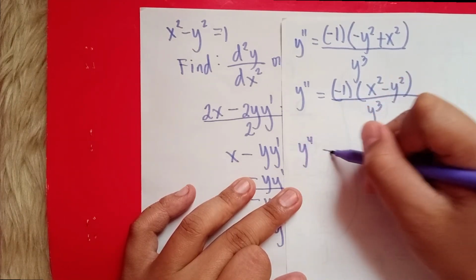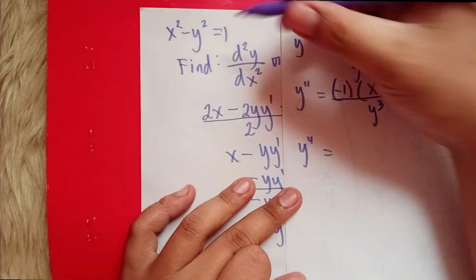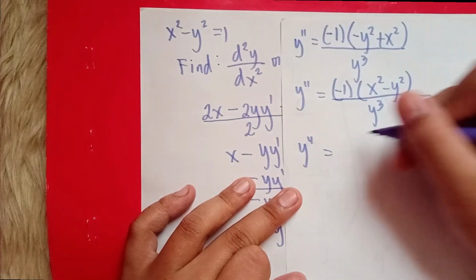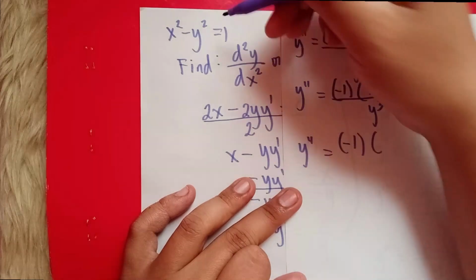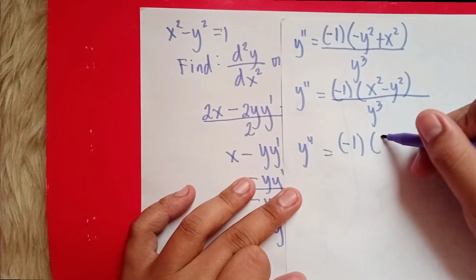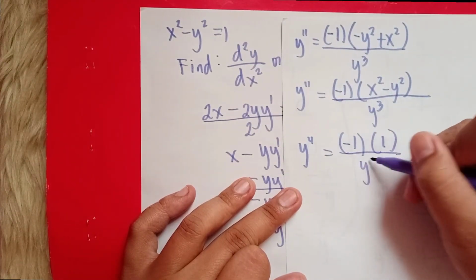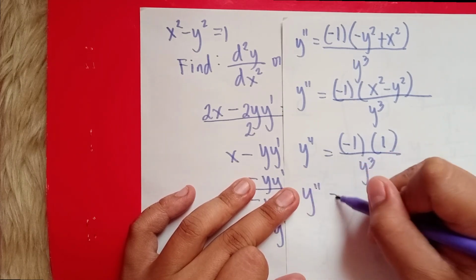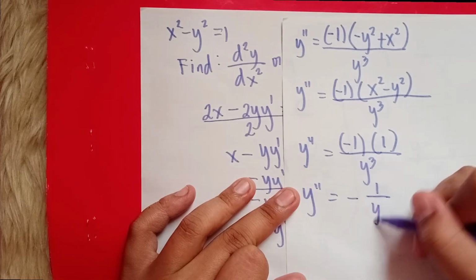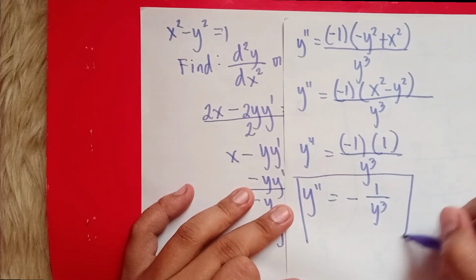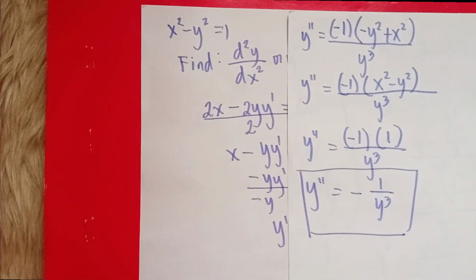So, may y cubed pa pala dito. So, what is x squared minus y squared in our original equation? Tama, that is 1. So, instead of x squared minus y squared, substitute natin yung 1, divided by y cubed. So, y double prime is equal to, now, negative 1 divided by y cubed. This is now the final answer.